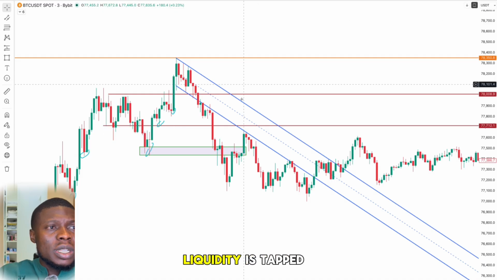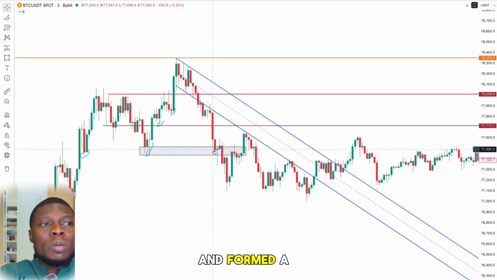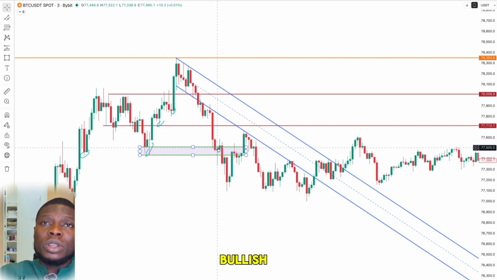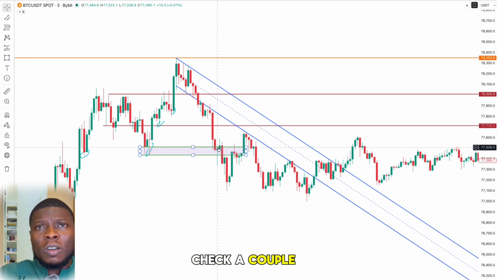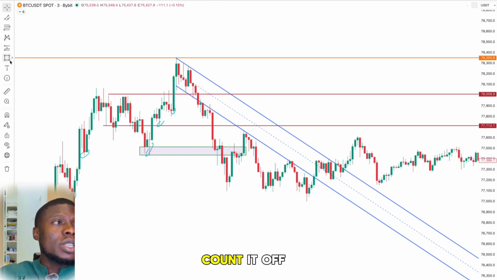So when your liquidity is stacked like this without breaking it out, and it formed a bullish candlestick, this bullish candlestick should be either a bullish engulfing, morning star, or some more; you can check a couple of bullish candlesticks. It must be one of them. But when it's not a bullish candlestick, then you can count it off.